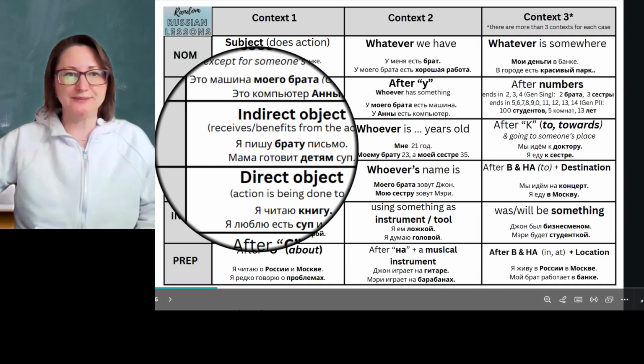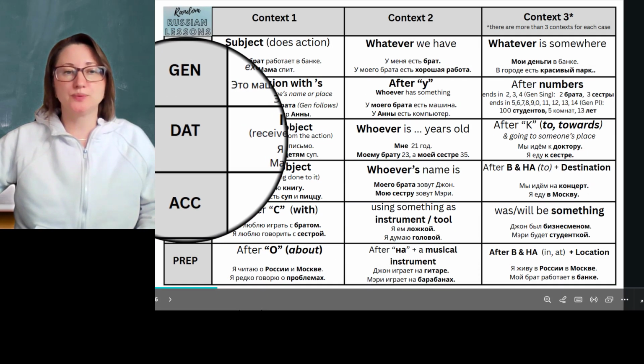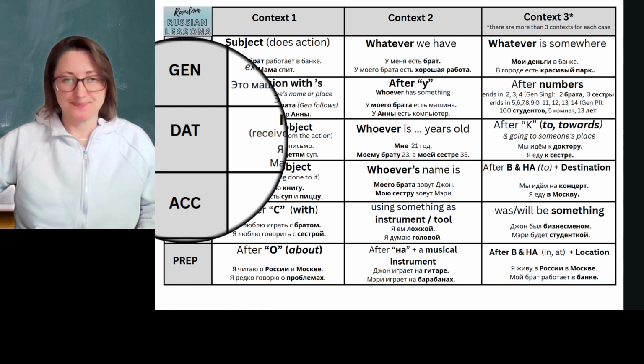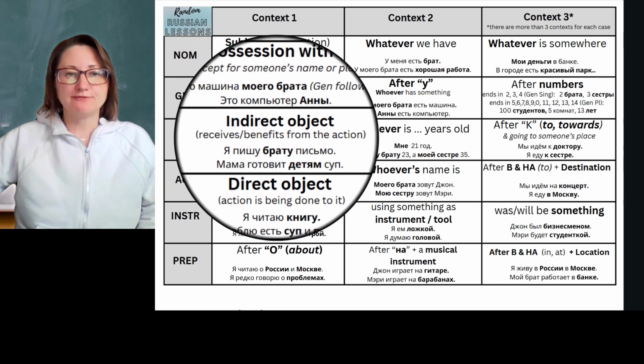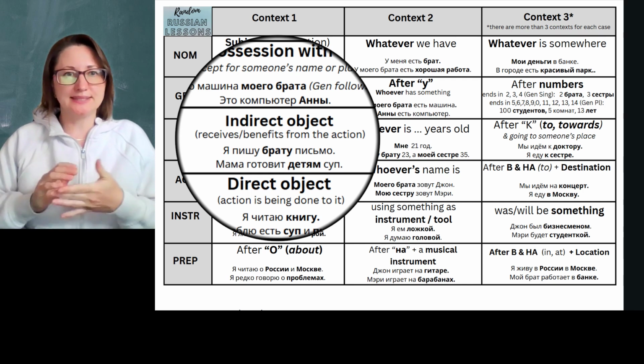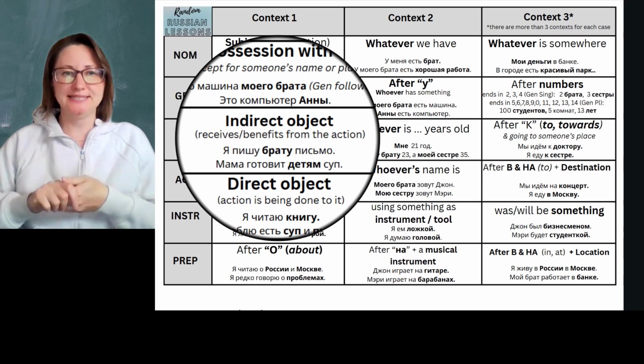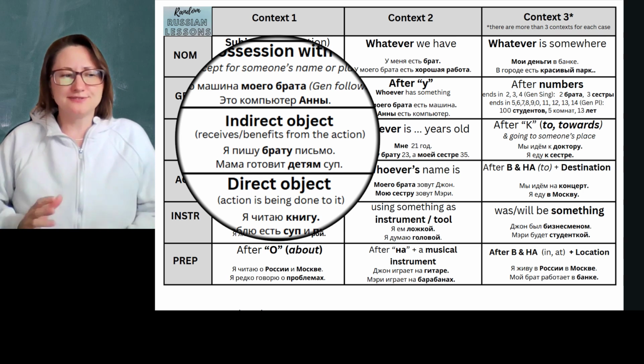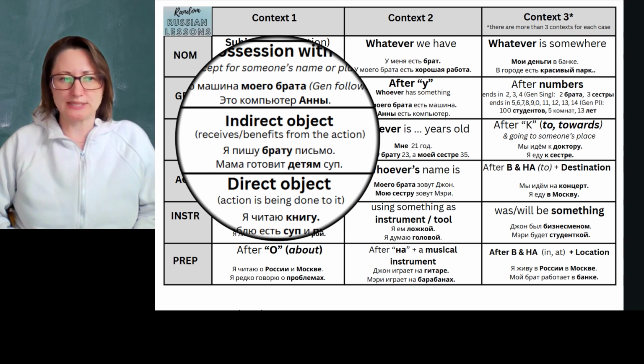Okay, here's my screen. Today we are working with the dative case. And we already worked through nominative and genitive, so our next case is dative. So the very first context for the dative case is kind of a tricky thing that's called the indirect object, that is sometimes tricky for students to understand.